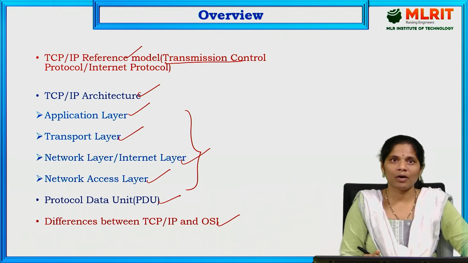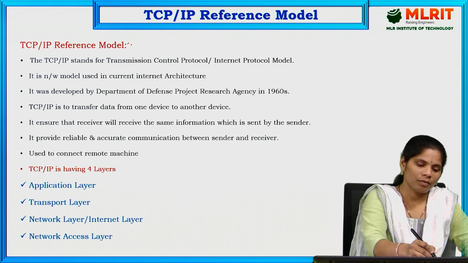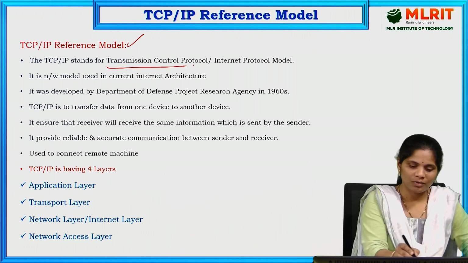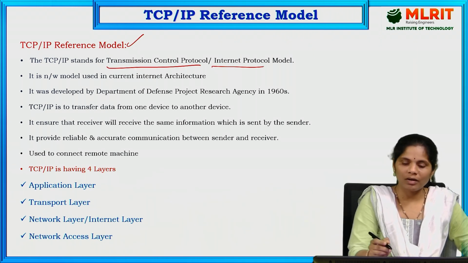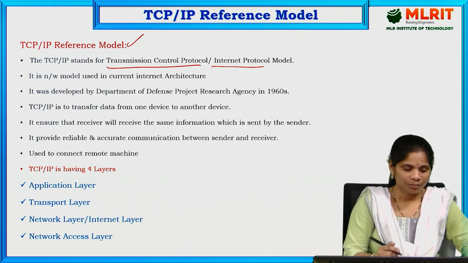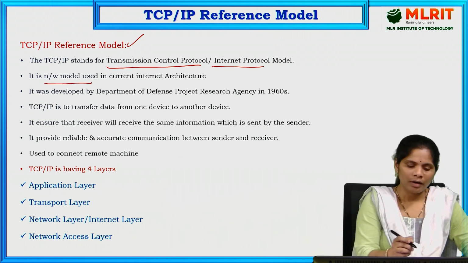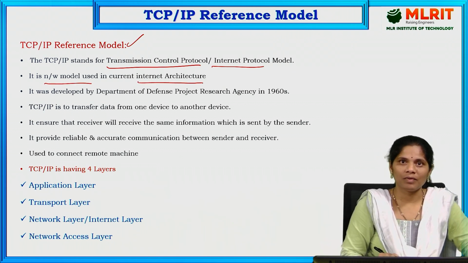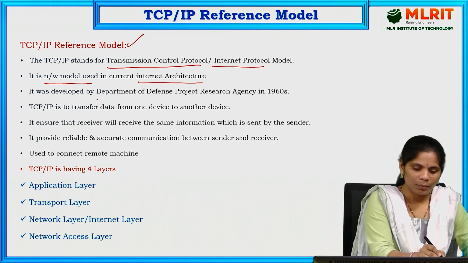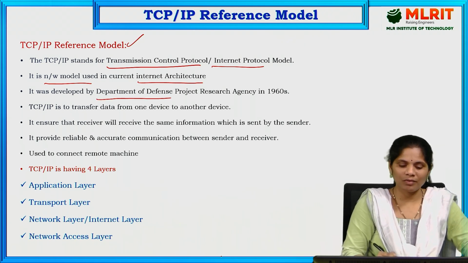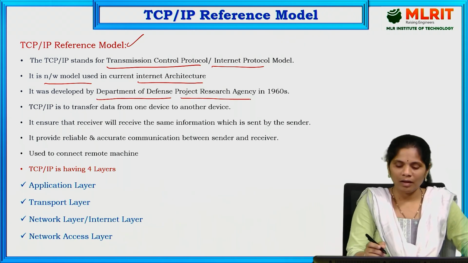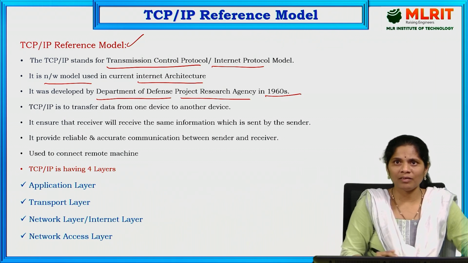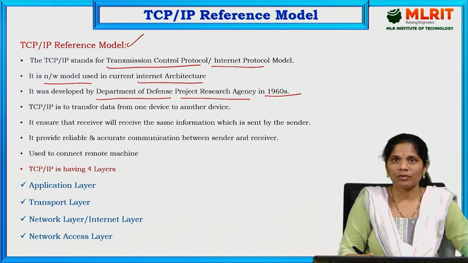First, we have to see what is the TCP/IP reference model. TCP stands for Transmission Control Protocol and IP stands for Internet Protocol model. This is the network model mainly used in the current internet architecture. Wherever we use a network architecture, there we use the TCP/IP reference model. And it was developed by DoD, that is the Department of Defense Project Research Agency, in the 1960s.